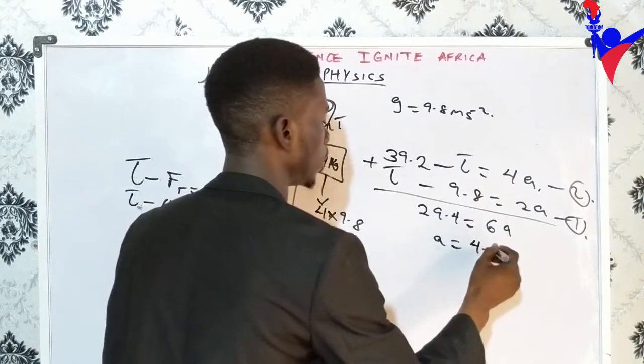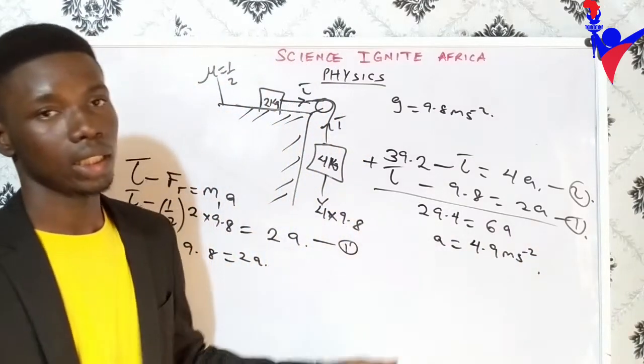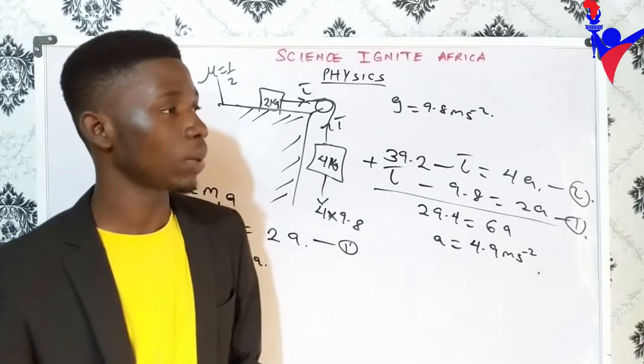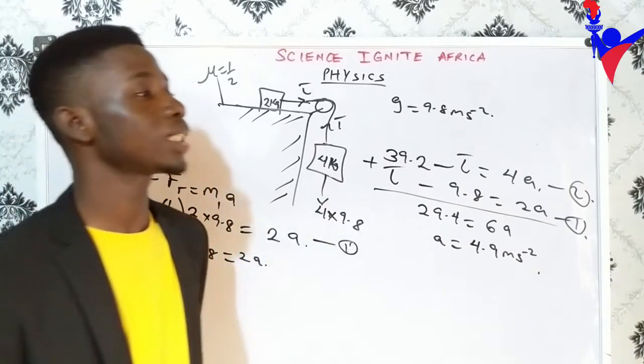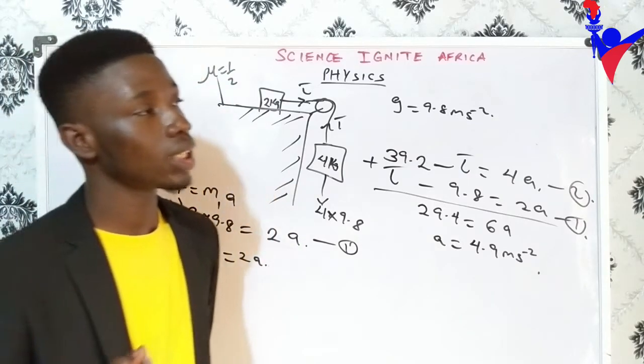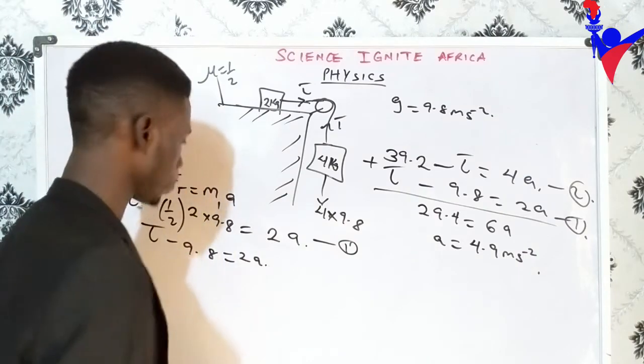So that's 4.9 meters per second squared, which implies that the masses actually accelerate, and the acceleration is 4.9 meters per second squared. So that's option A. The masses will accelerate at 4.9 meters per second squared. So that's the end of that question. Let's take another one.